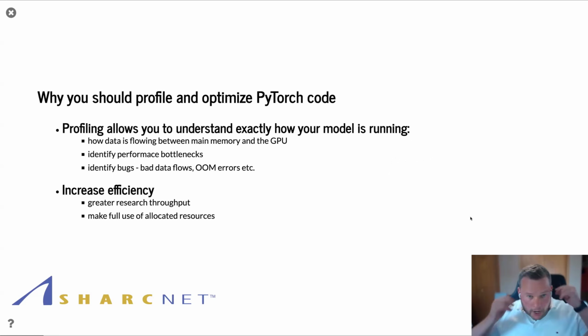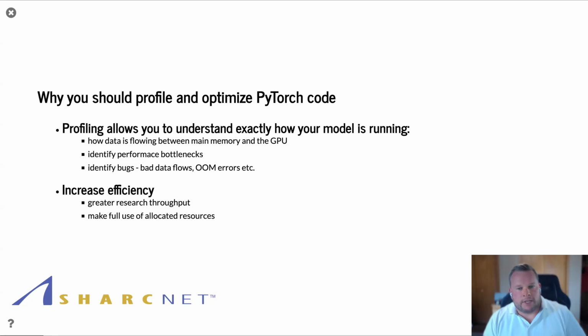So why should you profile and optimize your PyTorch code? Profiling allows you to understand how your model is running. You can see how data is flowing between the main memory and the GPU. You can identify performance bottlenecks and find bugs, things like bad data flows, CUDA out-of-memory errors, and regular out-of-memory errors. It's a good idea to see how your algorithm is running on the system so that you can make sure that everything is operating as you expect in your algorithm.